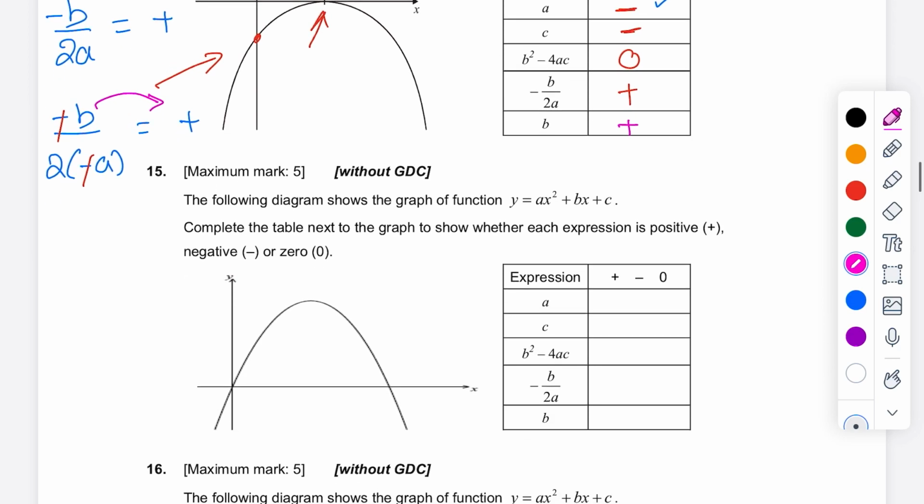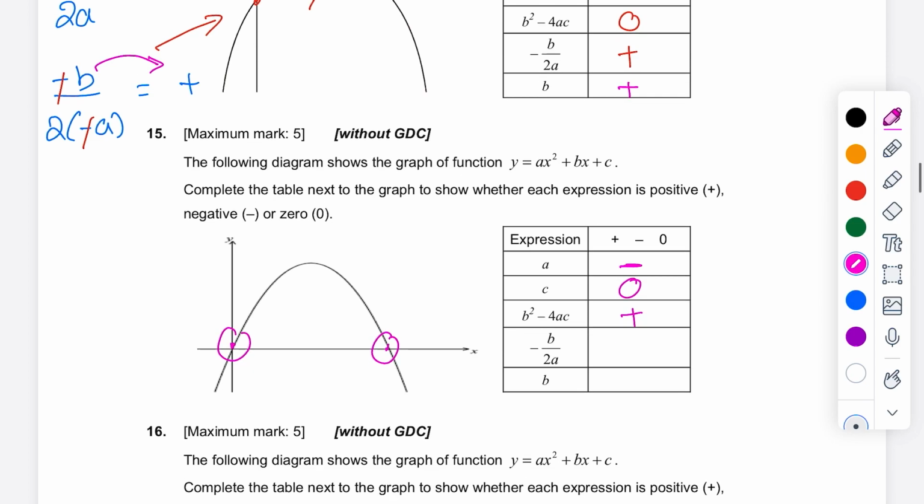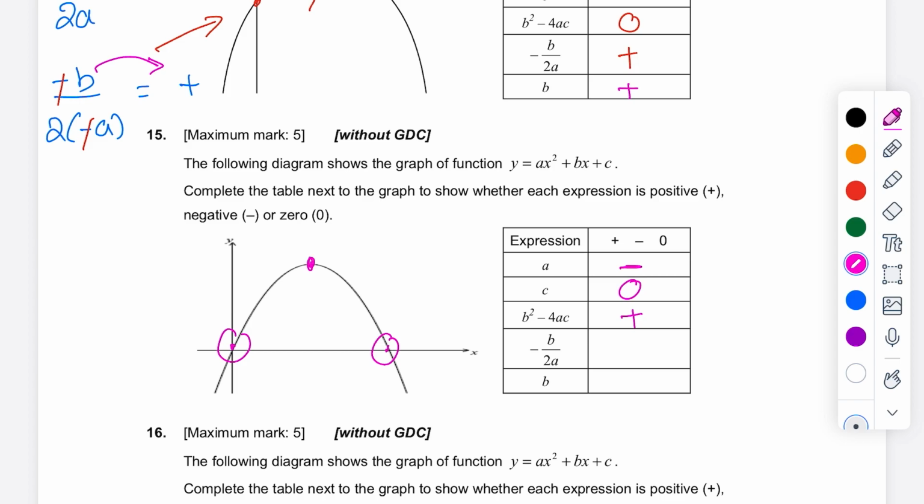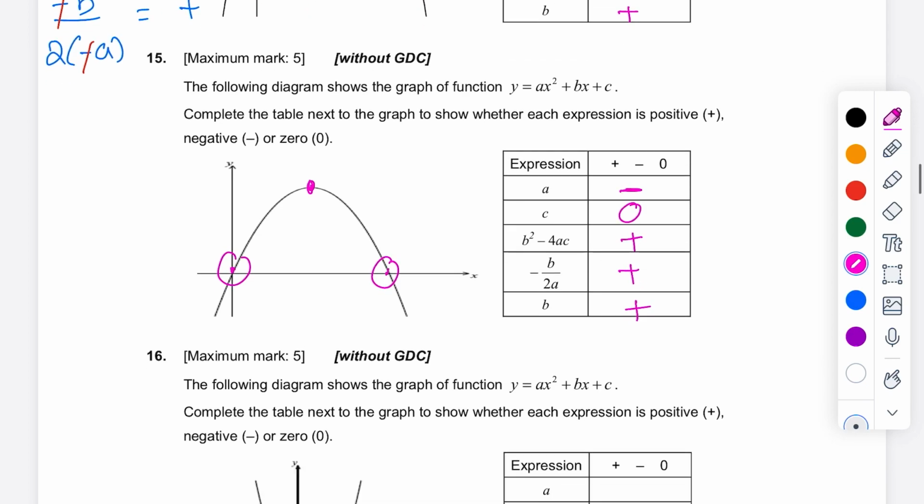So once again, this is an inverted parabola, so a is negative. Y-intercept, which is c, is 0. B square minus 4ac is nothing but what? Positive. Why? I have two roots. If two roots, then b square minus 4ac is positive. The x coordinate of the vertex is positive. So the same condition, b is again positive.